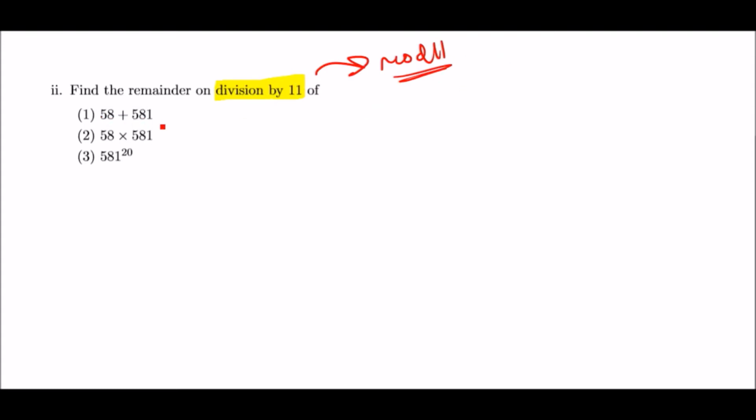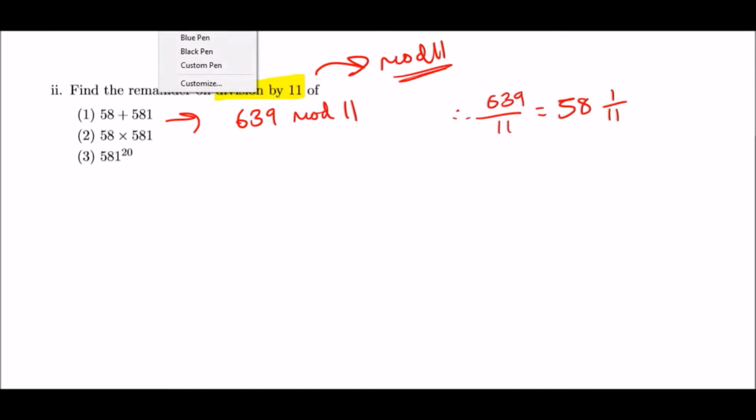So firstly, to make life easy, what is 58 plus 581? Well, smash it on the calculator and you should get exactly 639 mod 11. Now to find the remainder, use the remainder theorem and just divide this by 11. So 639 by 11, and convert that to a mixed fraction. You should get 58 and 1/11. So technically the final result for this one would be 1 mod 11, because we only care about the remainder. So it has a remainder of 1.